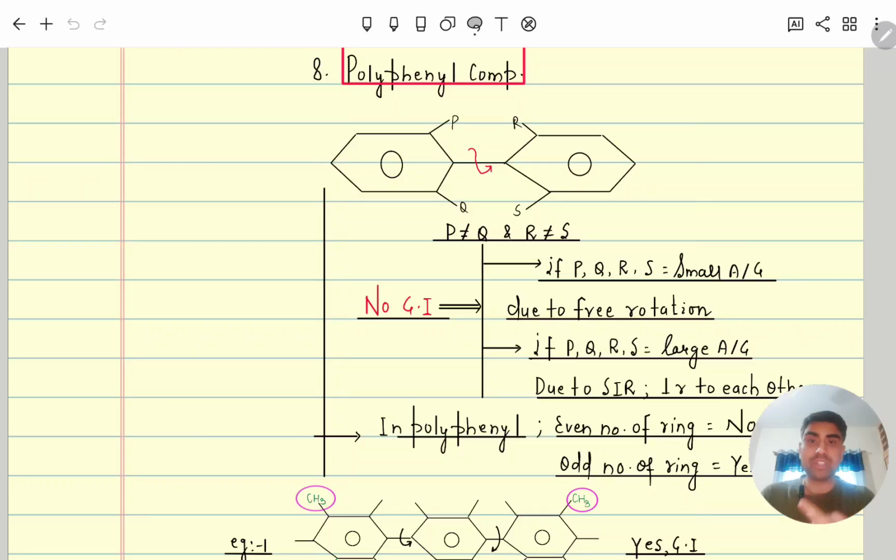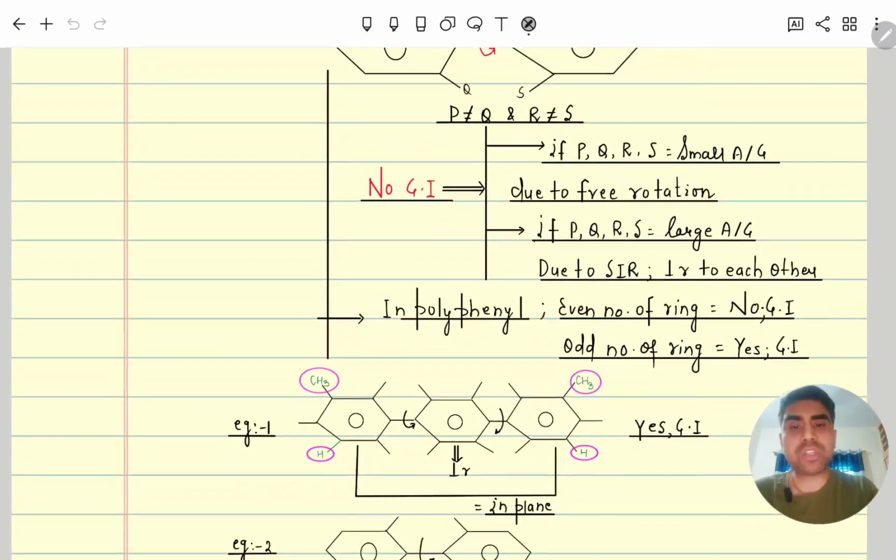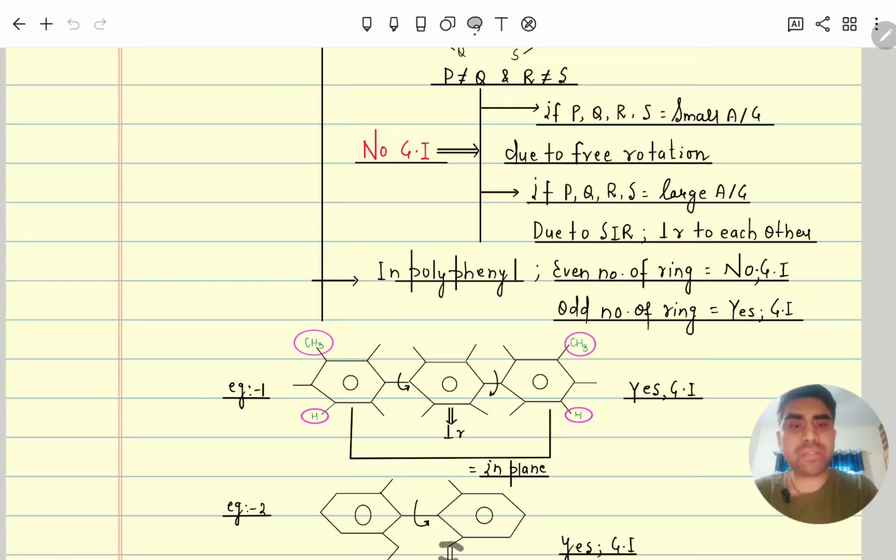So for not showing GI in even, what is the reason? When P, Q and R, S are small or big, it will not show GI. So the conclusion is that in polyphenyl, if an even number of rings is there, no GI. If it is odd, it will show GI. So like here we can see that this is odd polyphenyl.